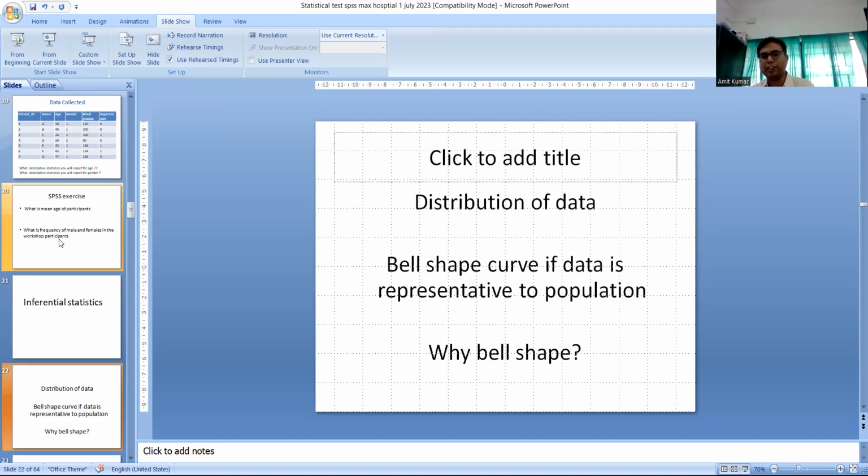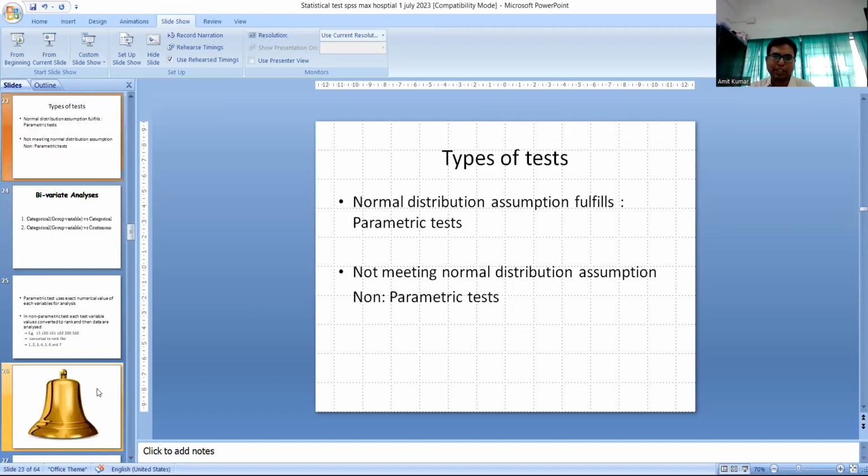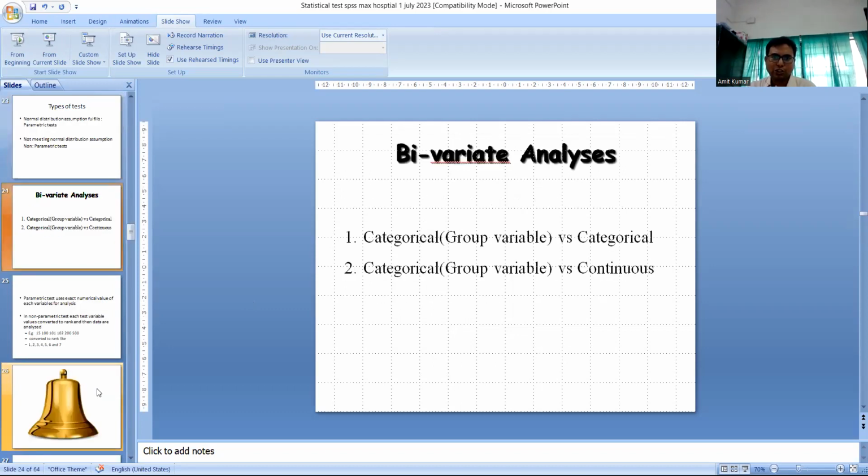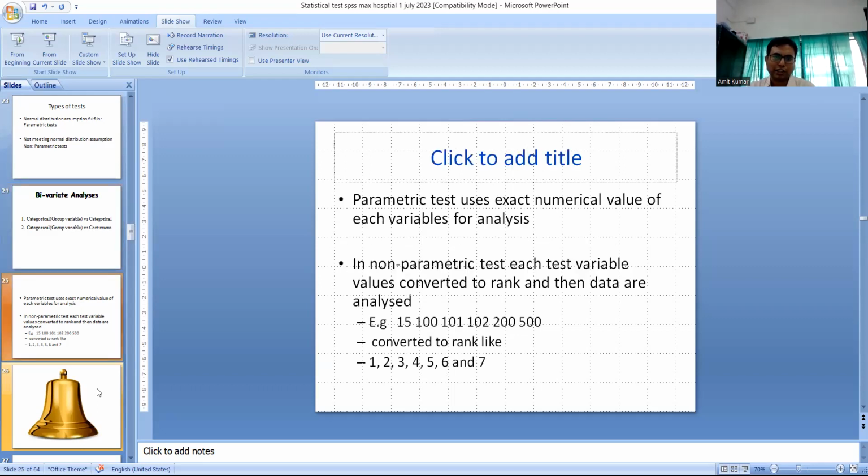Similarly, we have to check the normality of the data. If it is fulfilling the assumption for normality, then you will use the parametric test. If it is not meeting the assumption of the bell-shaped curve, then ideally it is recommended to use the non-parametric test. So these are the tests we use in bivariate analysis, which are very commonly used in regular practice.